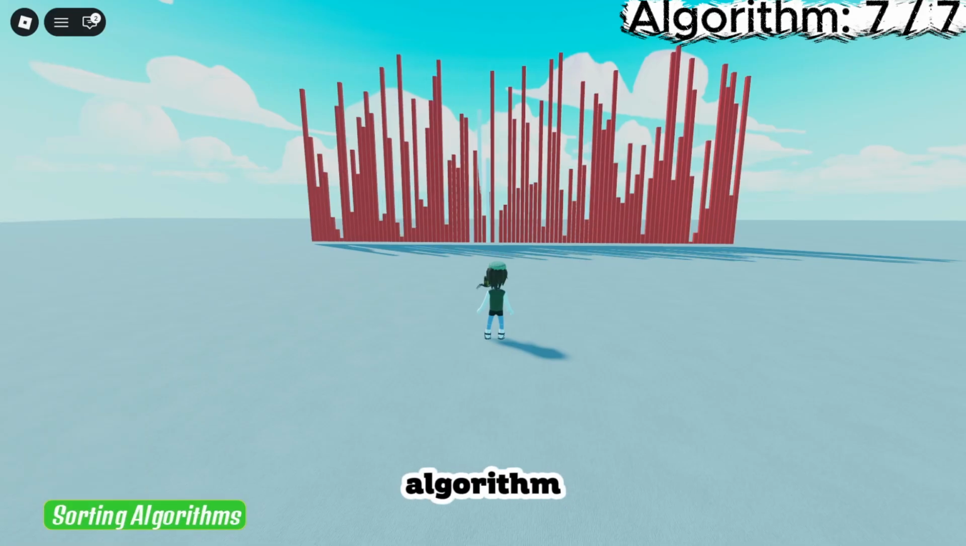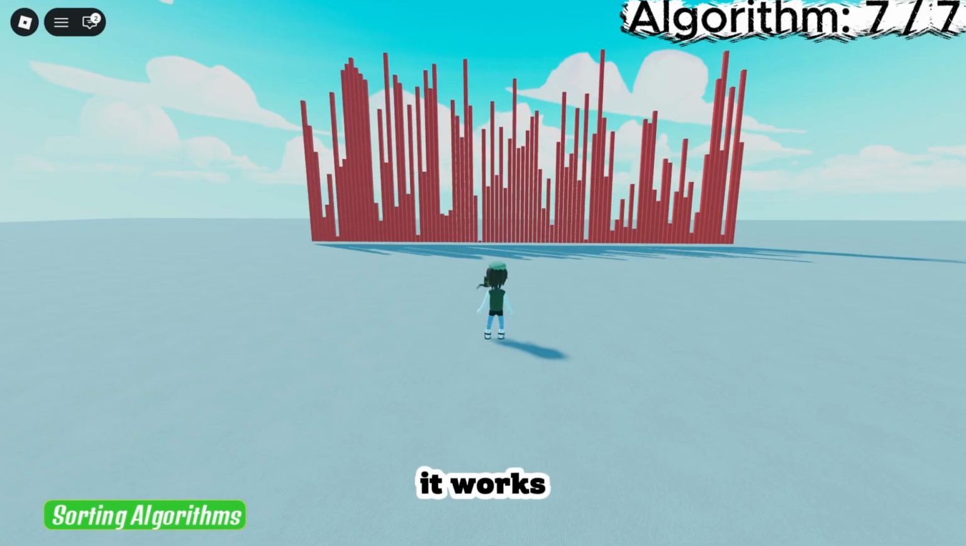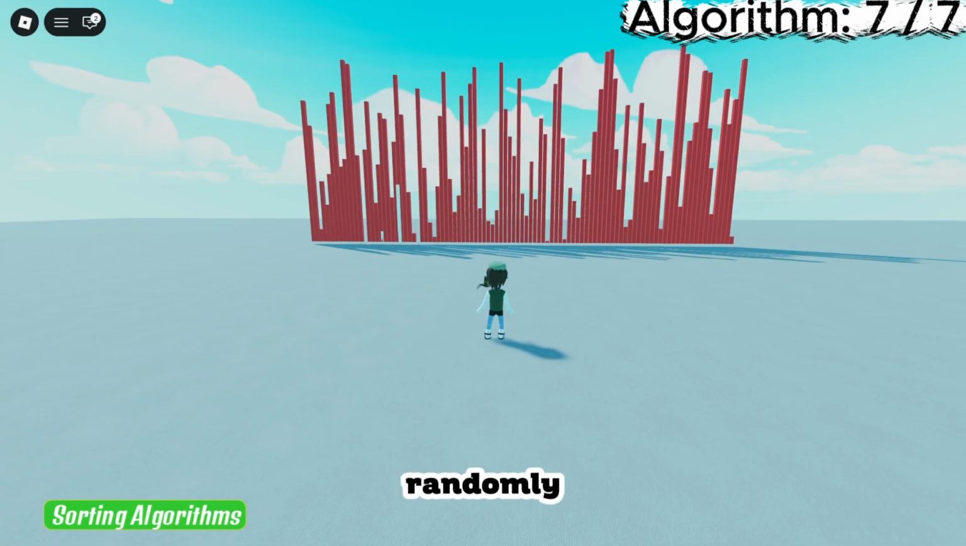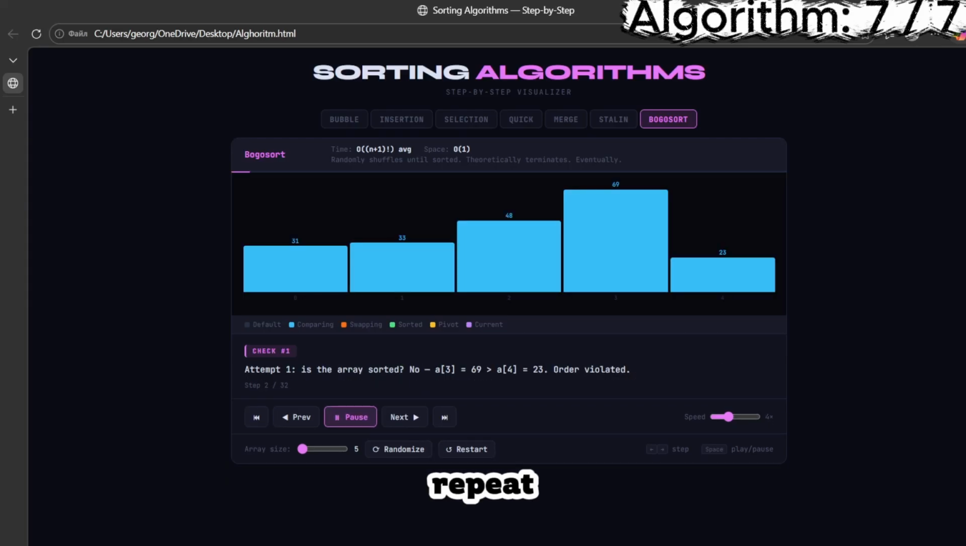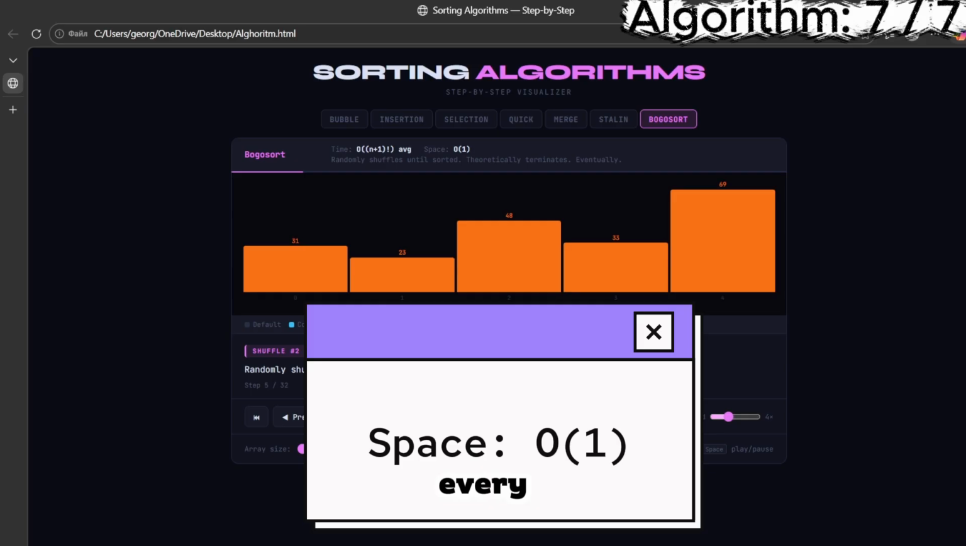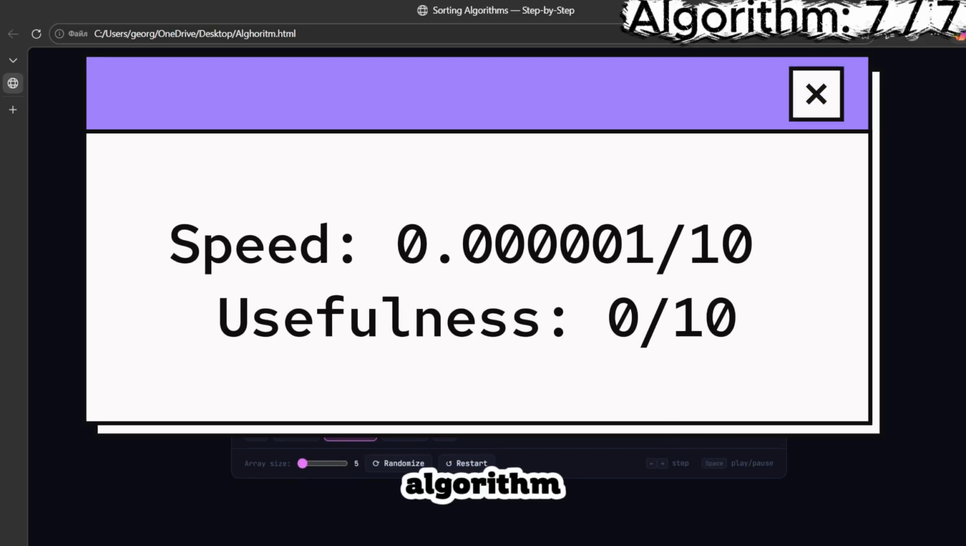And finally, the algorithm that has absolutely no business existing: Bogo sort. How does it work? Shuffle the entire array randomly, check if it's sorted. If it's not, shuffle again. Repeat until purely by chance every element lands in the right position. That's it, that's the whole algorithm.